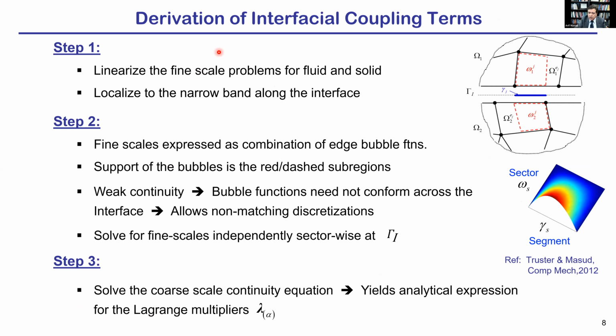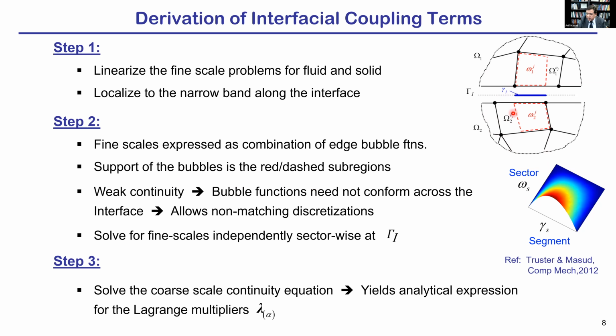So the derivation of interfacial coupling terms is a three-step process. Step one is to linearize the fine scale problems from the fluid and the solid at this interface and localize this to a narrow band here. And now what we are going to do is express them in terms of edge functions. These are functions which are non-zero along this edge, this segment, and they become zero on the other edges. So it means that the first layer of elements on both sides are going to take part in this coupling process and in giving rise to those coupling terms. So the support of the bubbles is the red dashed area.